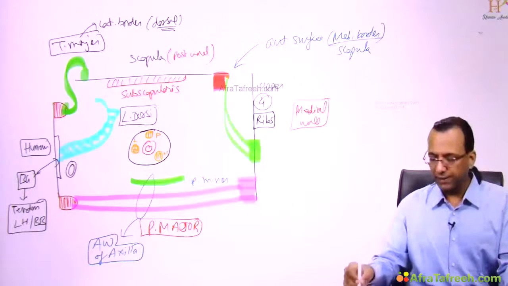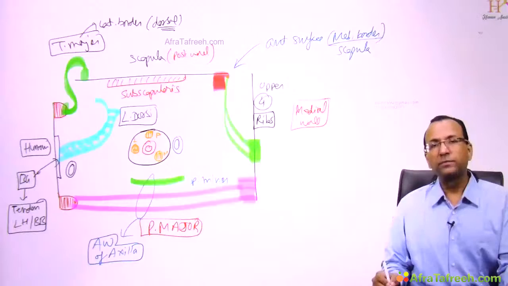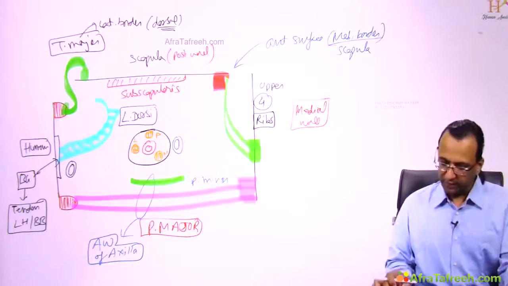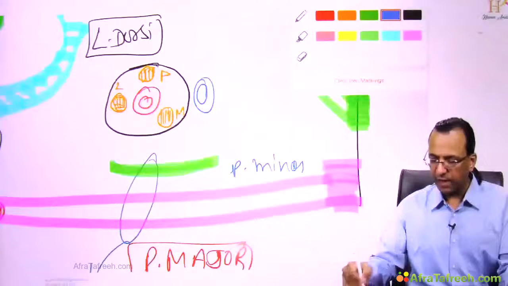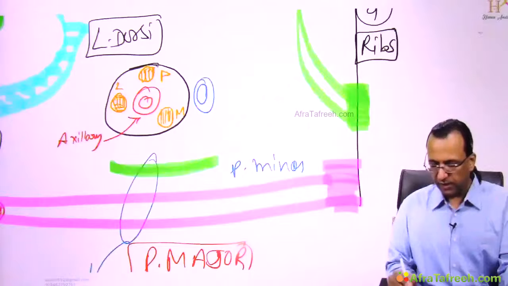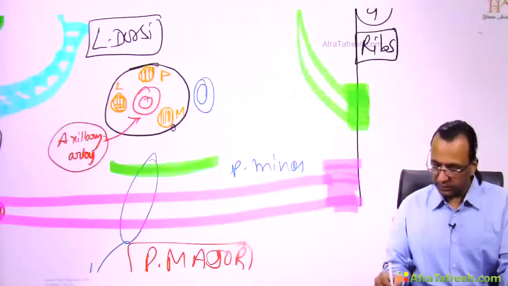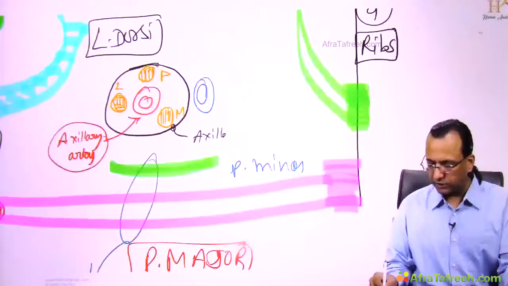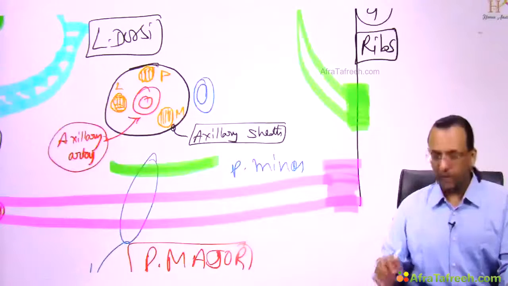Yes, and there is a vein also, which is outside the axillary sheath. Let us magnify the area. This is the content of the axilla, and this is the axillary artery. Where is it? It is inside the axillary sheath. This is the axillary sheath. Inside that are the axillary artery and the brachial plexus.